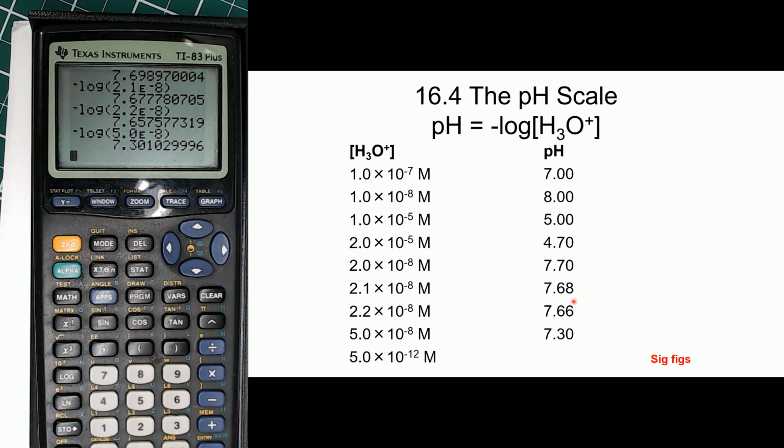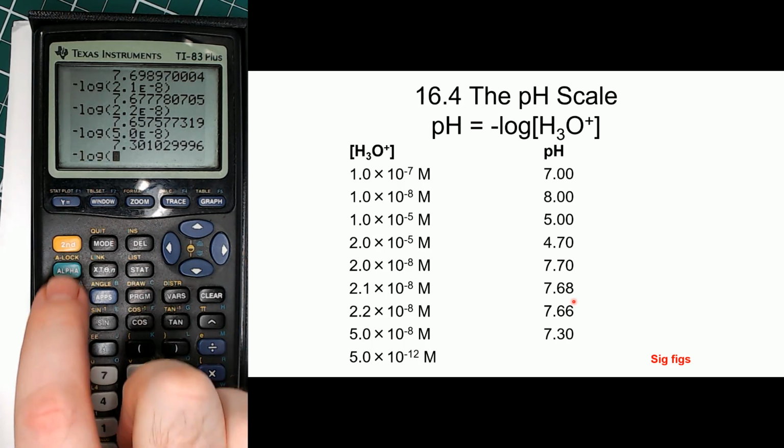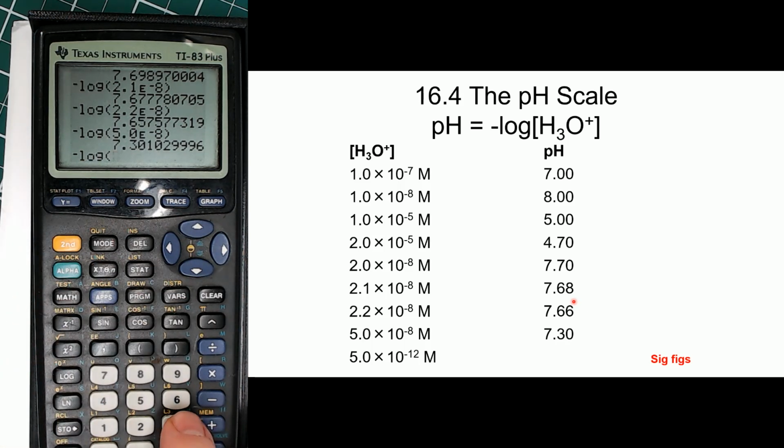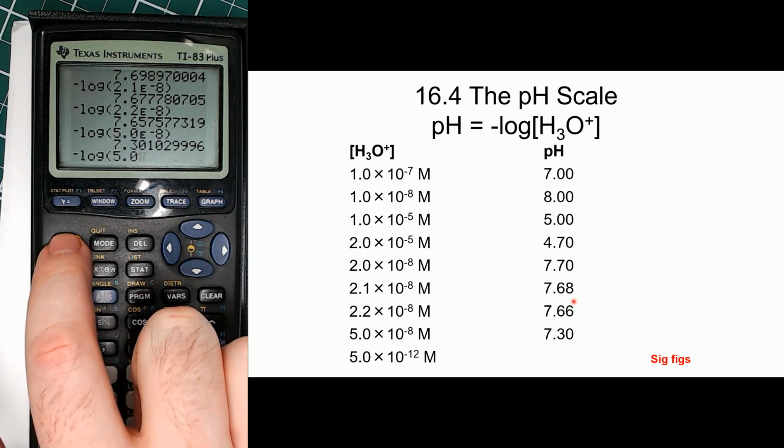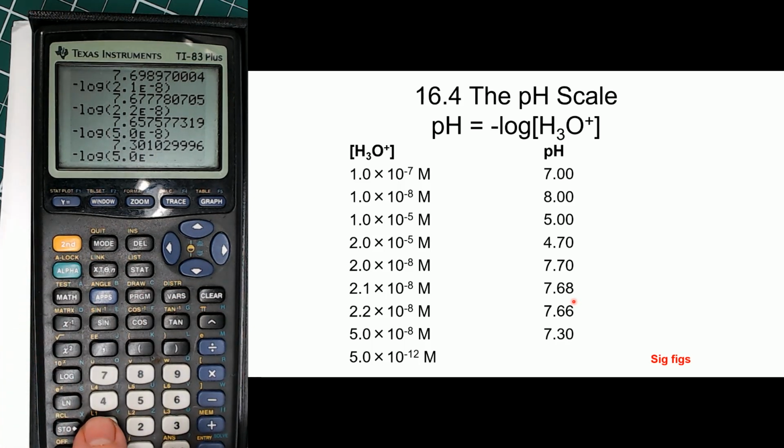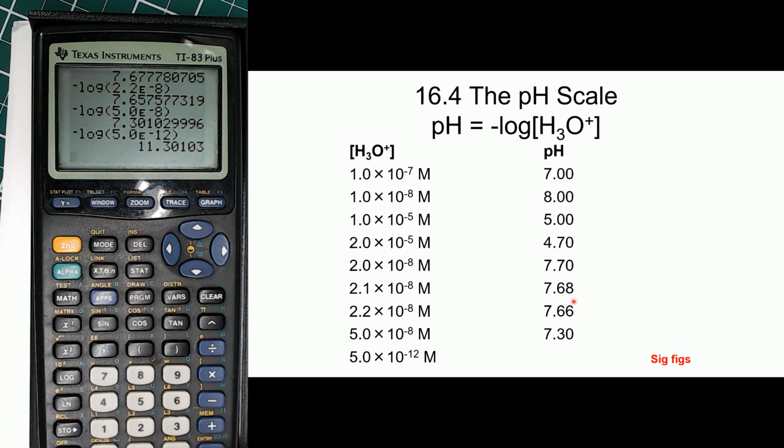Oh, look, I have one more. This one should be 11.30. But again, let's do the calculation. I keep doing that. So 5.0 second EE negative 12. And close the parentheses. And we'll get, I think, 11.30. Yes, 11.30.